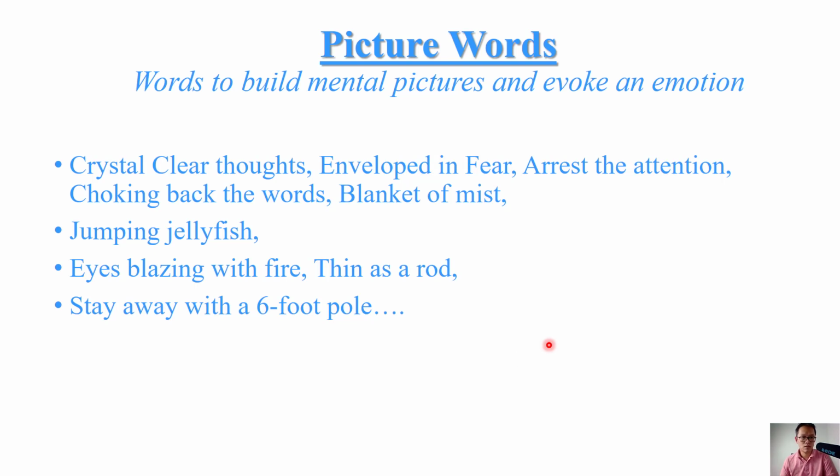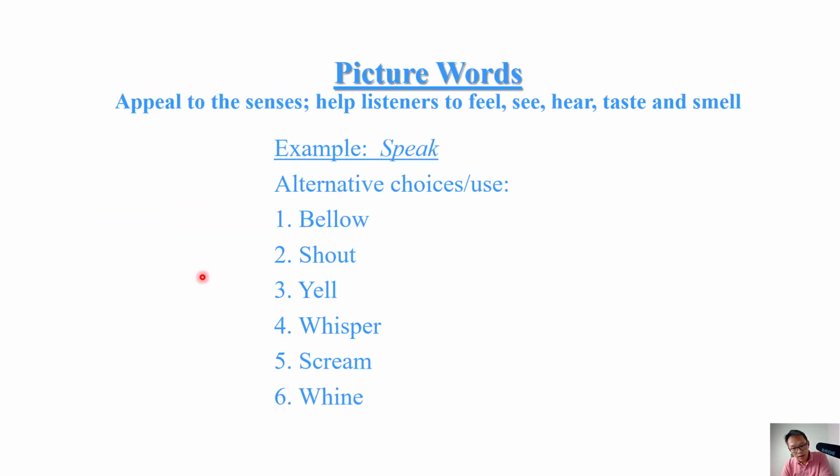Arrest the attention. Choking back the words. Blanket of mist. Jumping jelly. Eyes blazing with fire. As thin as a rod. Stay away with a 6-foot pole. You see, all these are very clear mental pictures that when I said it, you can straight away get a picture. We'll go on later on this.